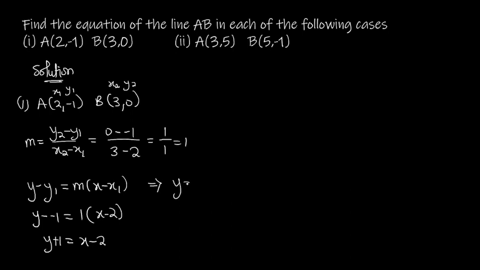I continue here. So I have y is equal to x minus 2. I maintain this, then I bring the positive 1 to the other side, and it becomes negative 1. So my equation of the straight line will now be y is equal to x minus 3. This becomes my equation of the straight line having the points A and B with the coordinates respectively. Alright, so let's look at the second aspect.